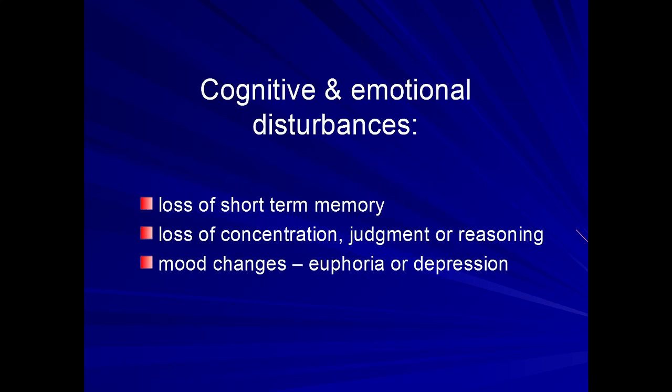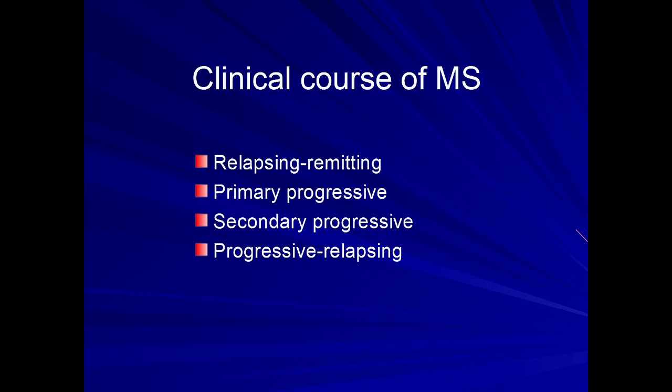Cognitive and emotional disturbances include loss of short-term memory, loss of concentration, reasoning, and mood changes, euphoria or depression. Clinical courses will include relapsing remitting course, primary progressive course, secondary progressive course, and progressive relapsing.